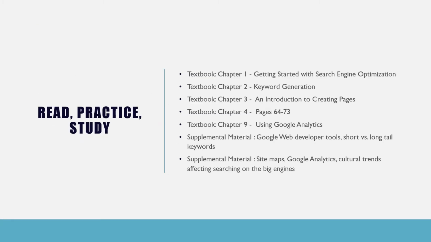For this week, you are going to need to read chapters 1, 2, 3, 4, and 9 from the textbook. Chapter 4 in particular is just going to be part of that chapter. It's not going to be the whole chapter. Then you're going to have supplemental material, which is going to go over several developer tools. It'll look at short and long tail keywords. Then there are going to be some links on sitemaps, Google Analytics, cultural trends, etc.